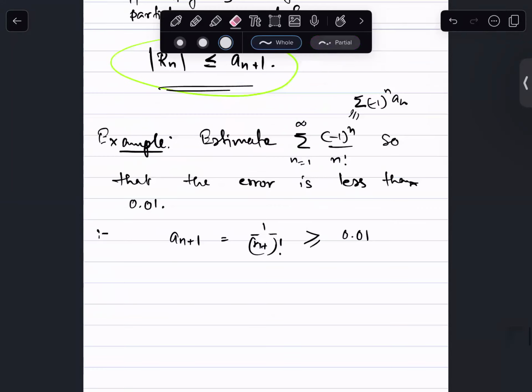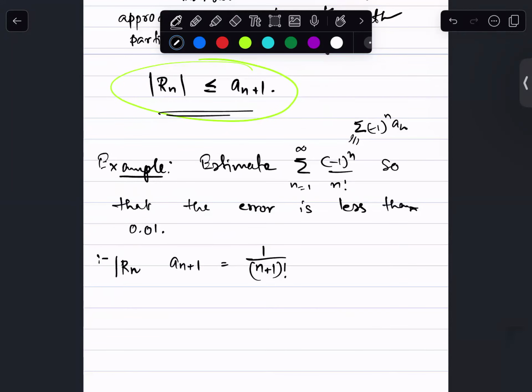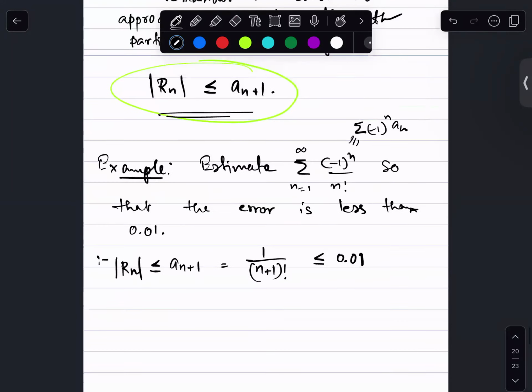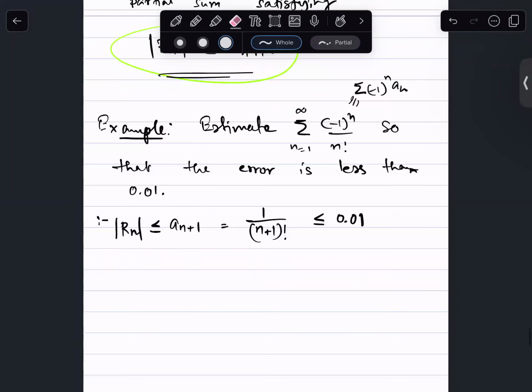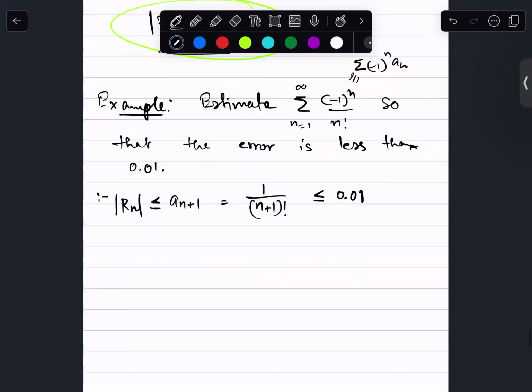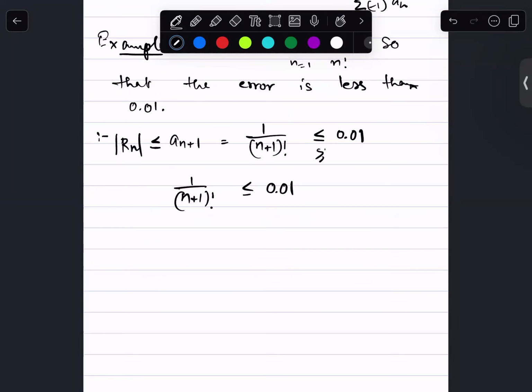No, I'm wrong, sorry. So a_(n+1) is of course 1 over (n+1) factorial, and I know that Rn is less than or equal to this. I want my error to be smaller than 0.01. So if I take a_(n+1) to be smaller than 0.01, then obviously my Rn will also be smaller than 0.01. So this is the right inequality. From this I have to solve for n. So I have 1 over (n+1) factorial less than 0.01. I had taken bigger than or equal to when I was solving it first, which is wrong.